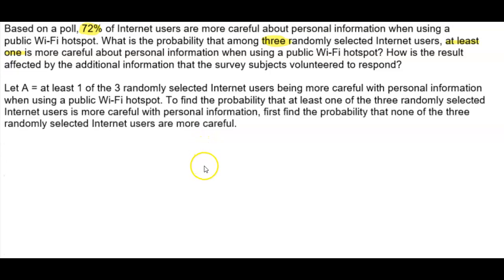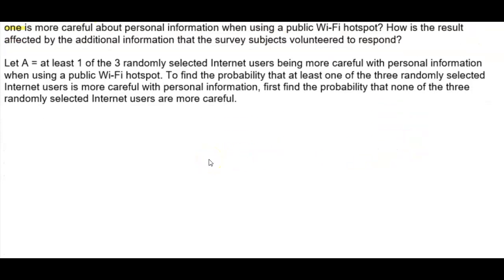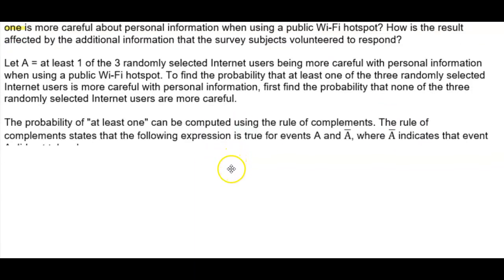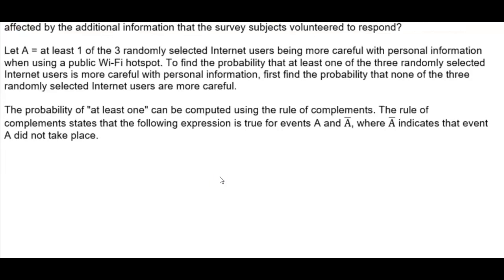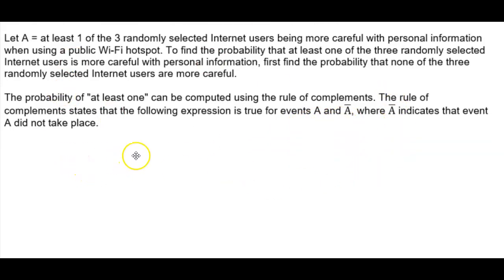Now, we're going to let event A equal at least one of the 3 randomly selected internet users being more careful with personal information when using a public Wi-Fi hotspot. To find the probability that at least one is more careful, we first need to find the probability that none of the 3 are more careful. Now, the probability of at least one can be computed using the rule of complements. The rule of complements states the following expression is true for events A and the complement of A, where the complement of A indicates that the event A did not take place.